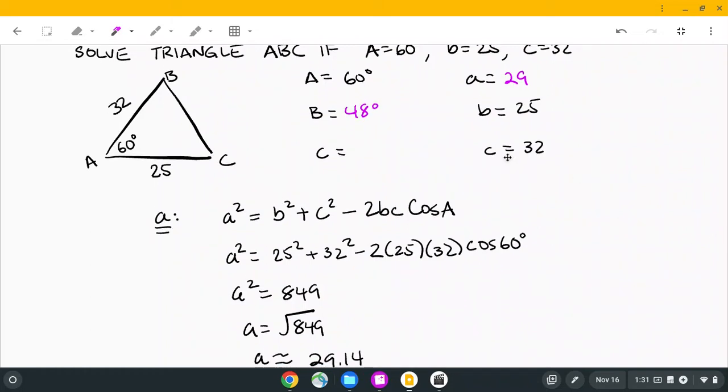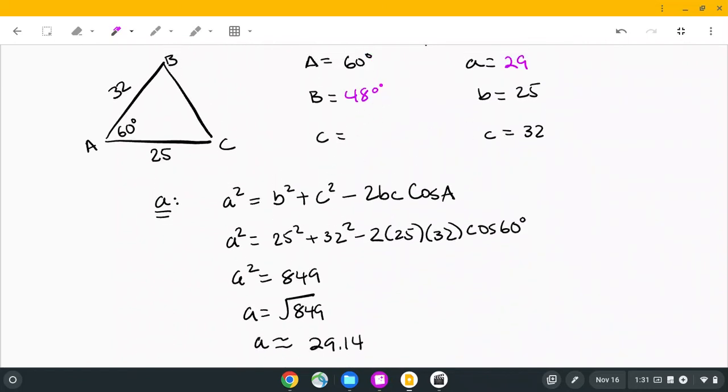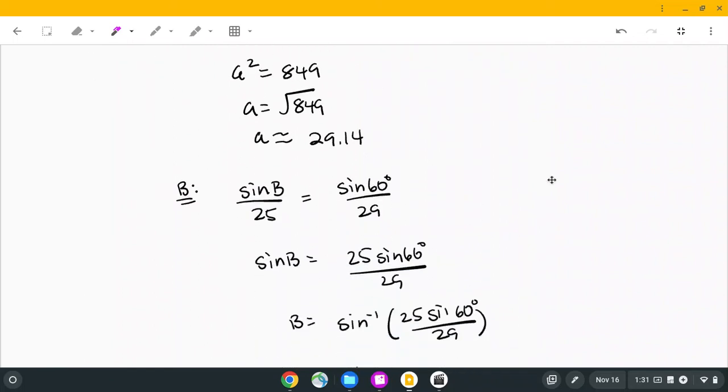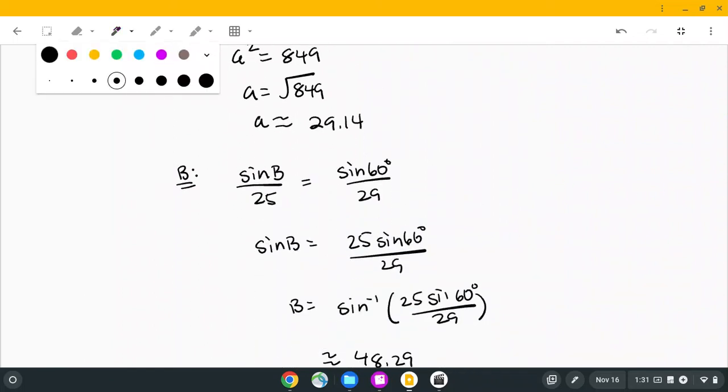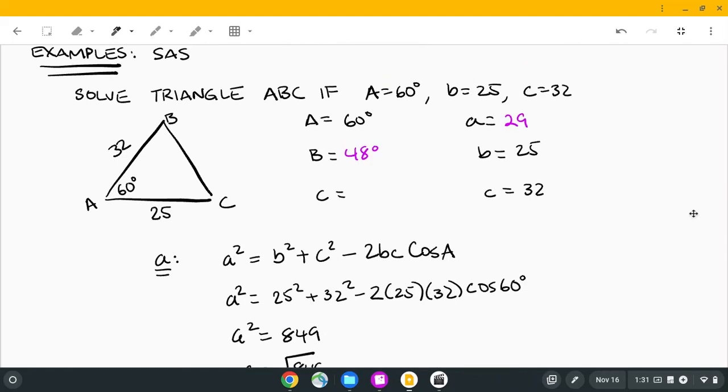Okay. And then you can do the same thing here for angle C. Actually, angle C, we can do 180 minus 60 minus 48. So let's do that over here. For C, we can do 180 minus 60 minus 48. So C equals 72. Okay. C equals 72. And there we have solved the triangle.